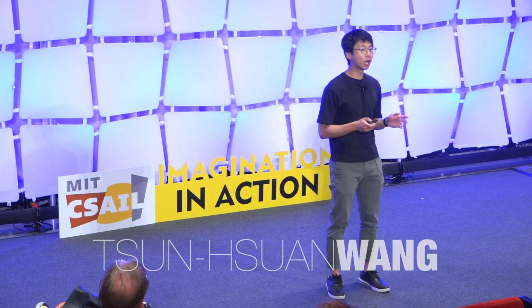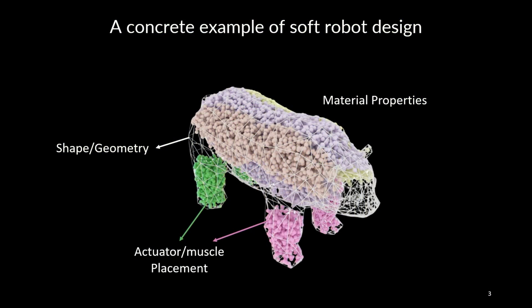To give you a more concrete example of what soft robot design can be, first of all, it consists of the shape or the geometry of the robots. And second, how you place your actuators, and what the mechanism is to generate force from your actuators. And finally, different types of material properties, including body stiffness.